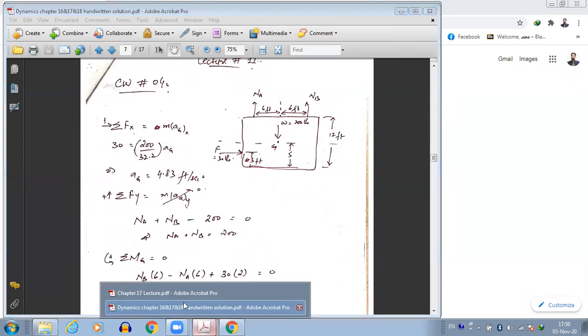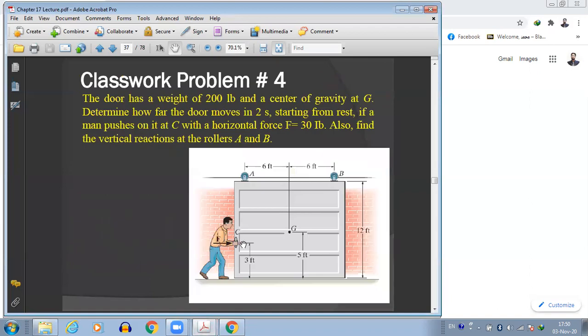After that, we can have another problem here. This is classwork problem number 4. The door has a weight of 200 pounds and the center of gravity at G. Determine how far the door moves in 2 seconds starting from rest, if a man pushes on it at C with a horizontal force of 30 pounds. Also find the vertical reactions at the rollers A and B.